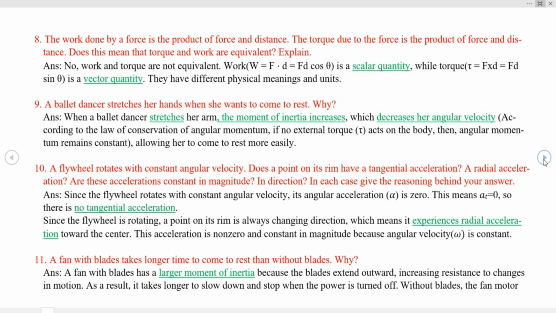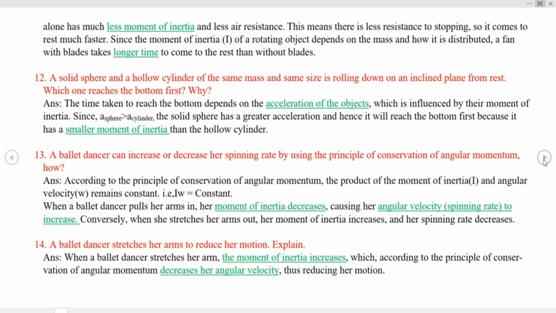Next question we have is, a fan with blades takes longer time to come to rest than without blades. Why? A fan with blades has a larger moment of inertia because the blades extend outward, increasing resistance to changes in motion. As a result, it takes longer to slow down and stop when the power is turned off. Without blades, the fan motor alone has much less moment of inertia and less air resistance. This means that there is less resistance to stopping, so it comes to rest much faster.